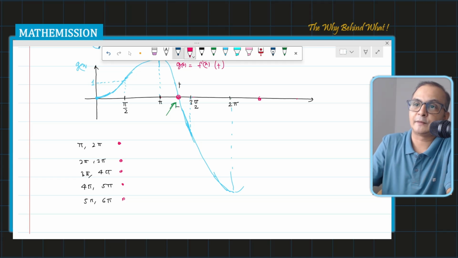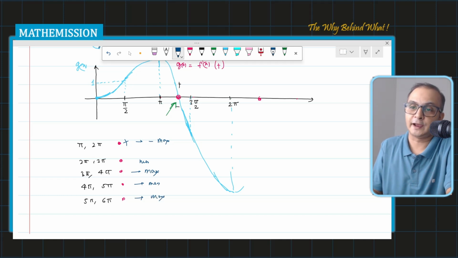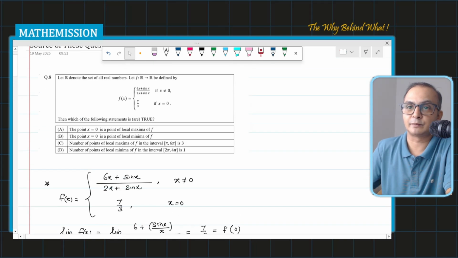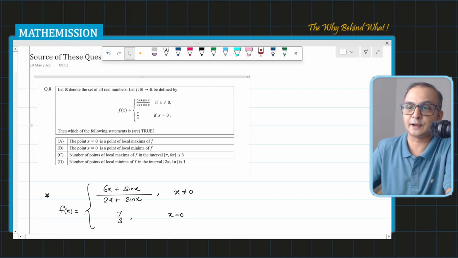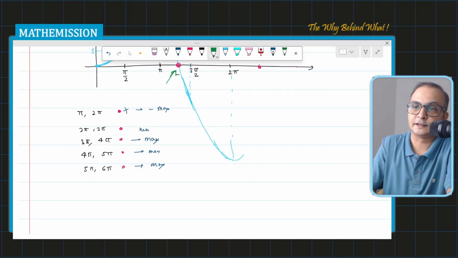It means we only have to see what is the first point it was crossing. It is crossing from positive to negative, so this will be the maxima. This will become minima. Again, this will become maxima. And again, this will become minima. And again, this will become maxima. So I have to find how many maximum points you have. Of course, there are 3 maximum points: the number of points of local maxima in pi to 6 pi. Which are those? Here it is. There's a maxima here, here, and here.